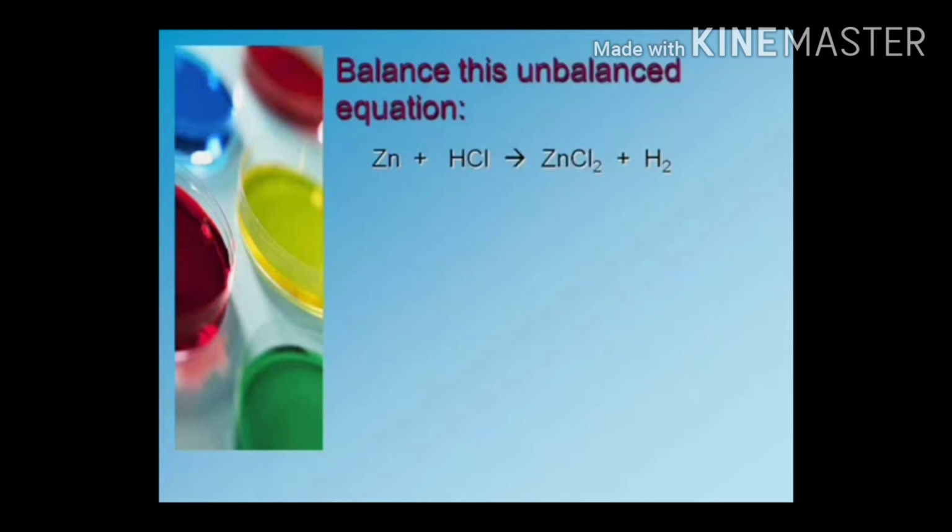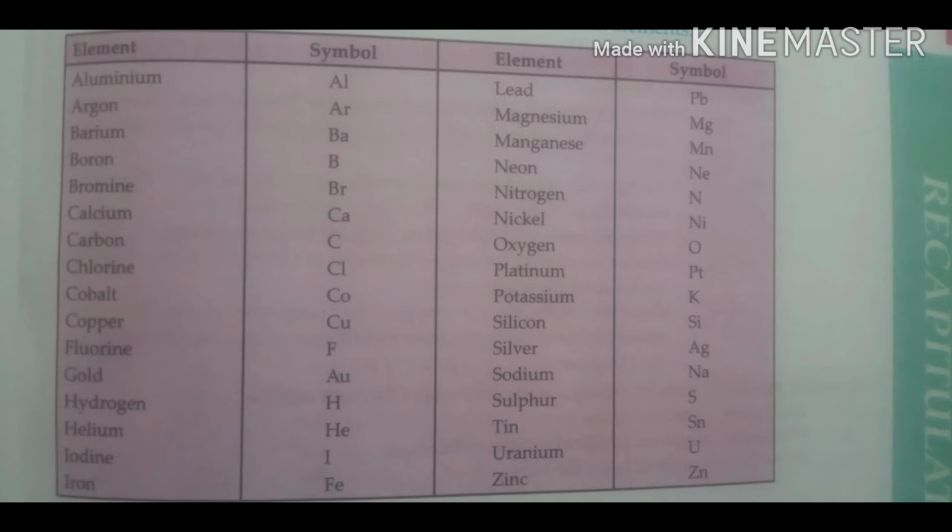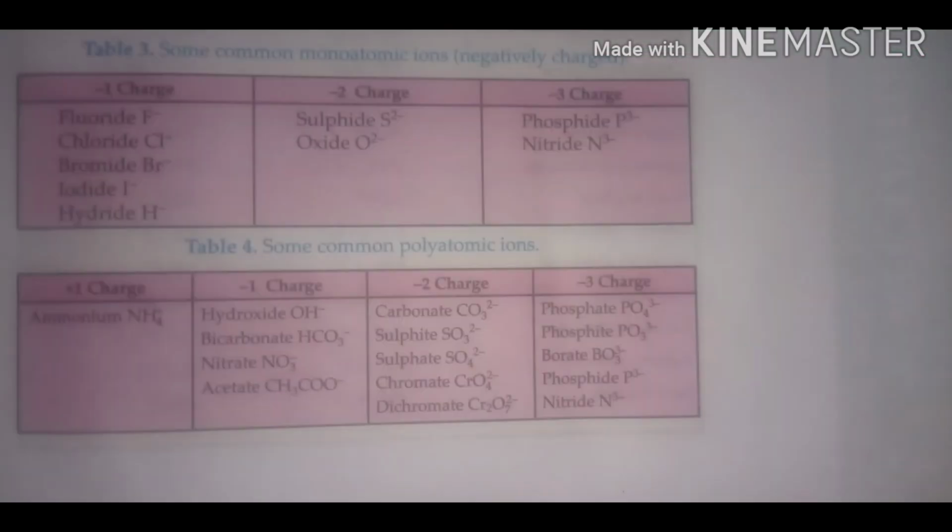Now, before solving some other examples, we need to know the symbols of certain elements which you may have forgotten. For example, aluminium is represented as capital A and L. Students, we need to know the symbols because we cannot write the complete spelling of each element, which would make writing a chemical reaction very tedious. There are some other examples of writing polyatomic ions and monatomic ions.